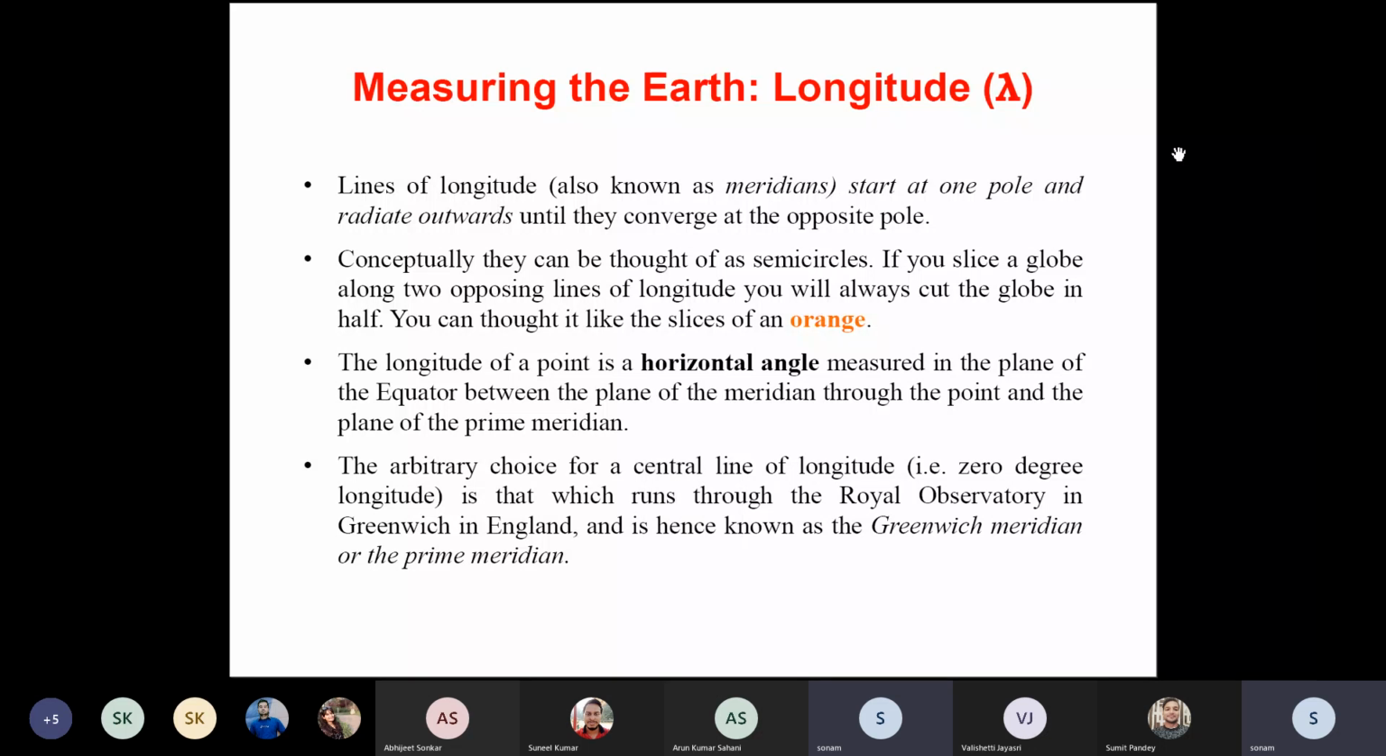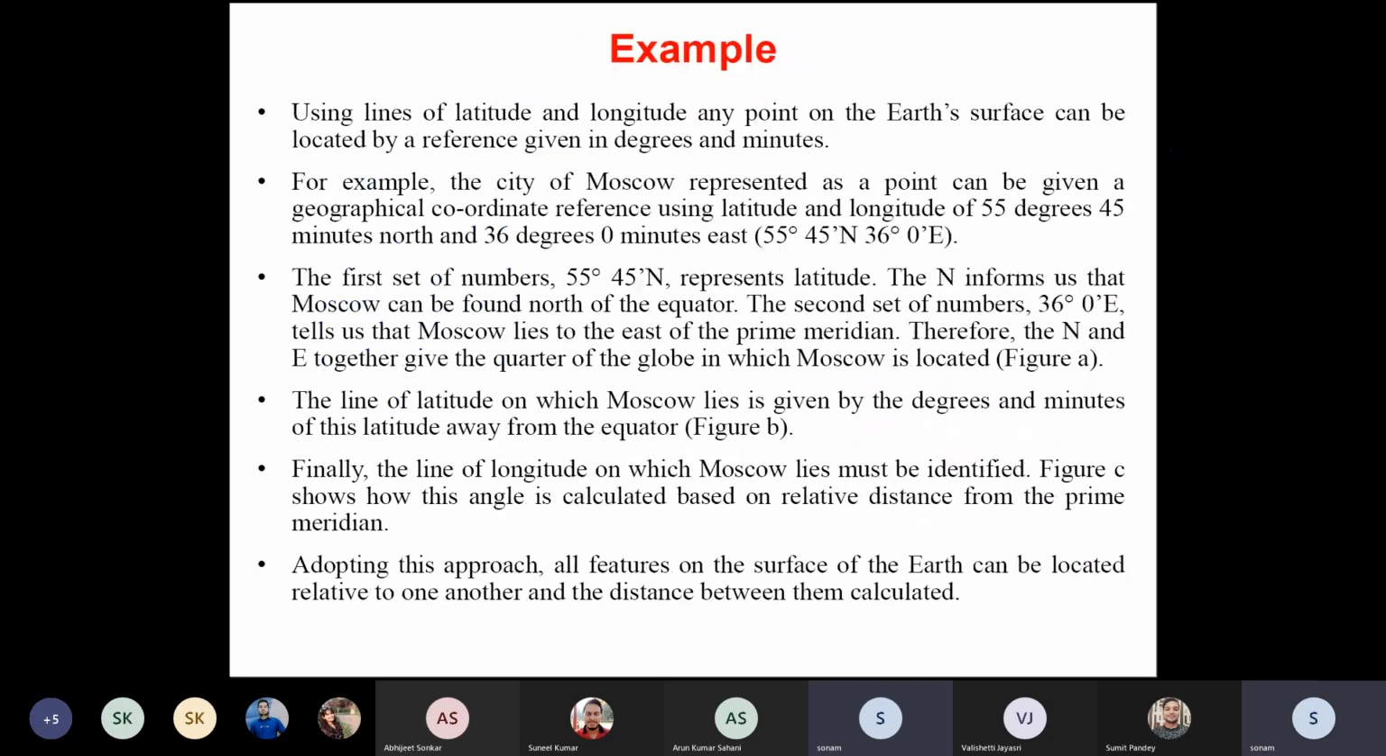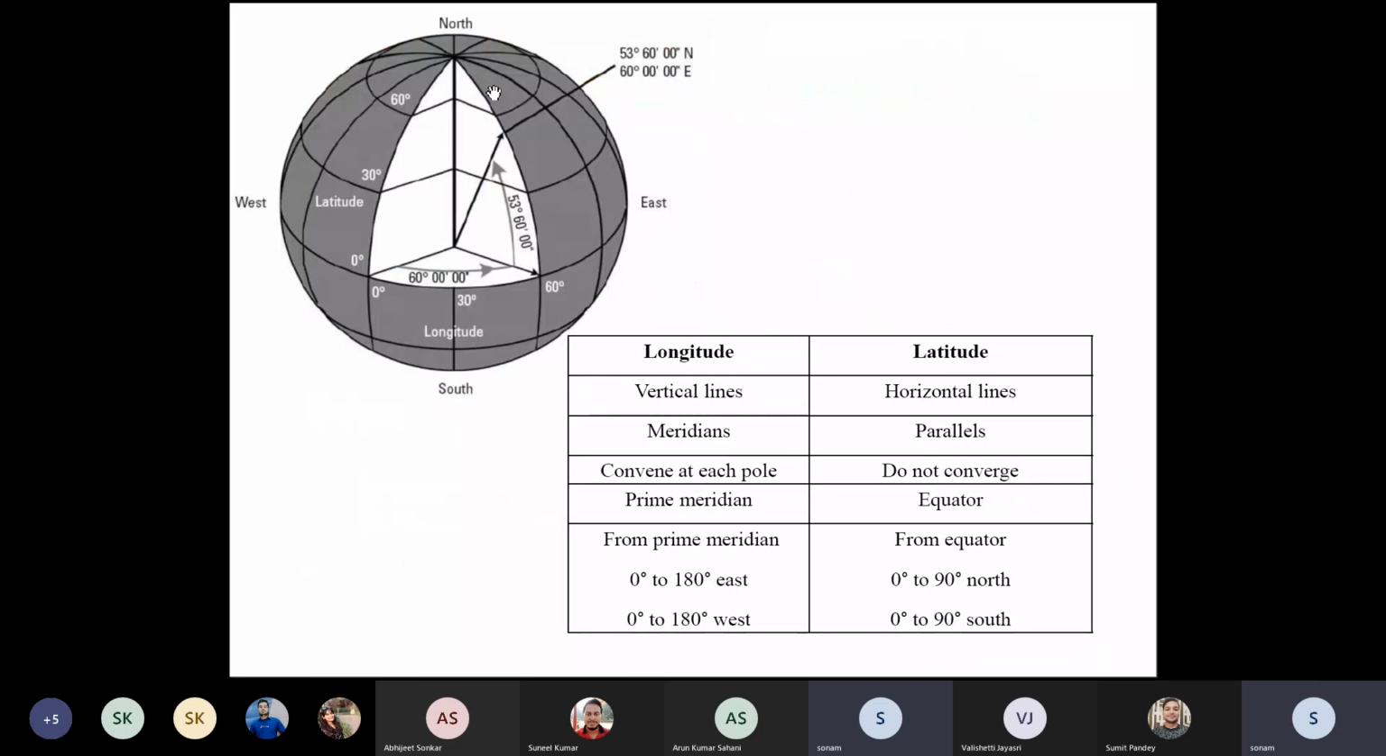Okay, so you can see it over here that when we talk about the longitude, this longitude is measured between two planes. You can see in this diagram that the longitude is measured between two planes. One plane is the plane of prime meridian. What is prime meridian?